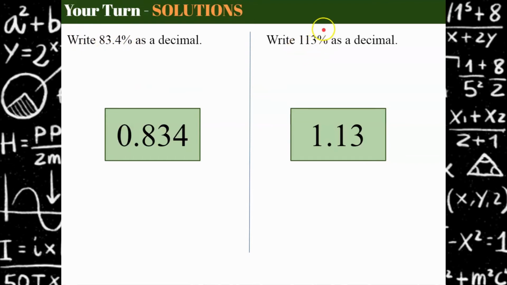Let's try this one. Eliminate the percent symbol, move the decimal place 2 places to the left, 1.13. So if you think about eliminating this, because you're taking this away, now you need to move this 2 places. So you have to account for the fact that you took the percent symbol away. So a lot of my students think of each of these zeros in the percent symbol as the 2 places. You take that away, you have to move this 2 places to the left.